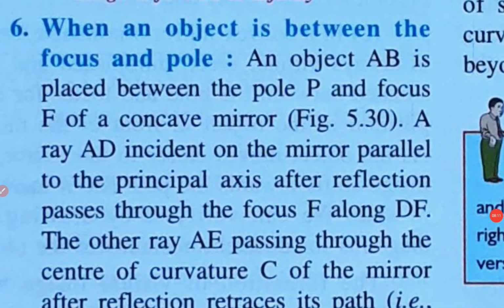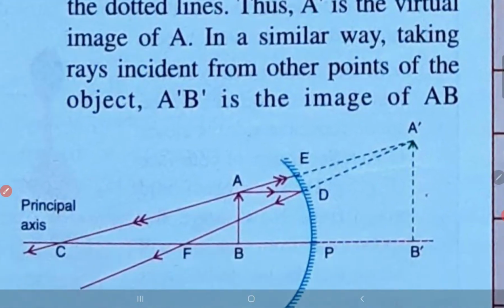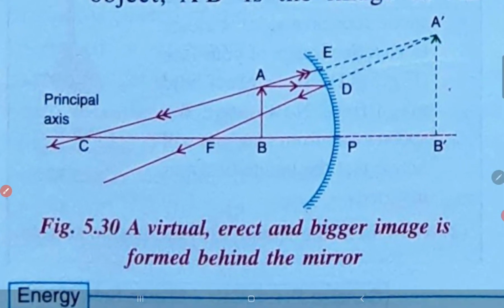So coming to the sixth and the last case of concave mirror, when an object is between the focus and the pole, let us see how to draw this particular diagram here, and then we shall discuss the nature of the image formed also.